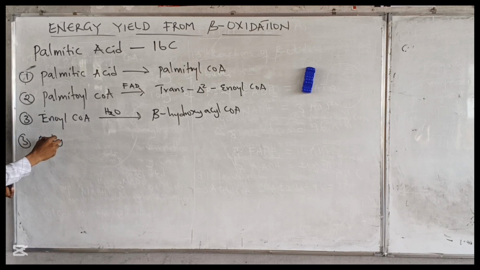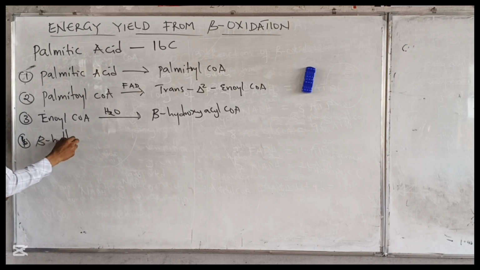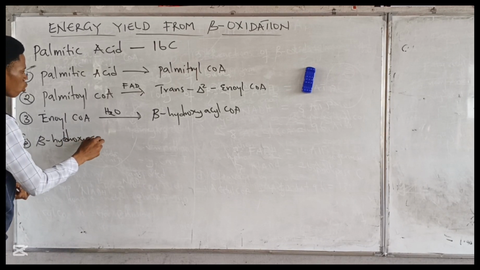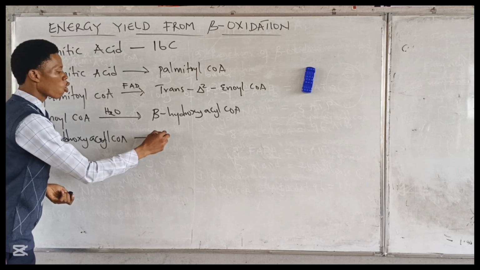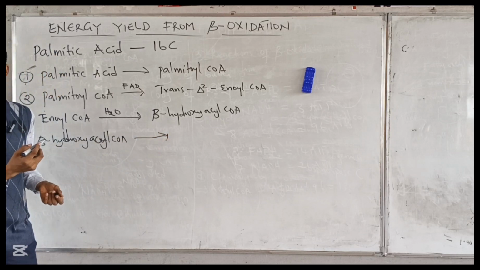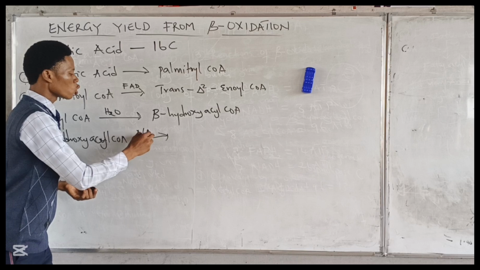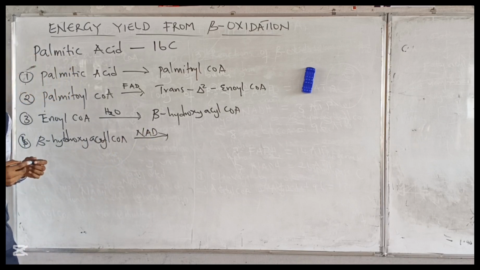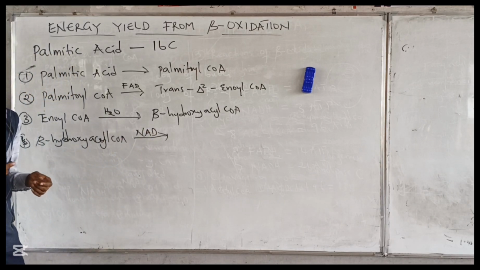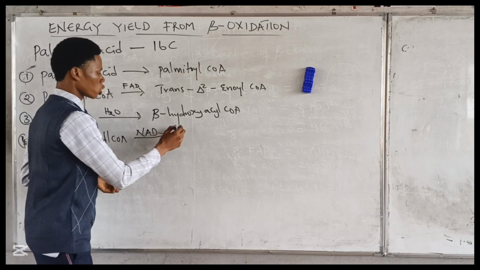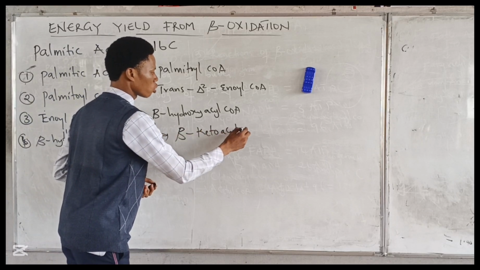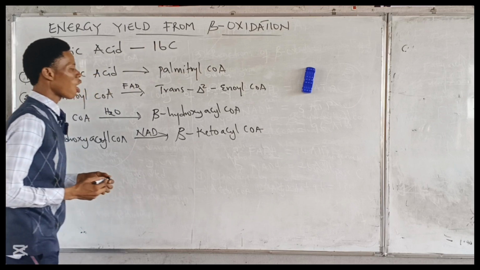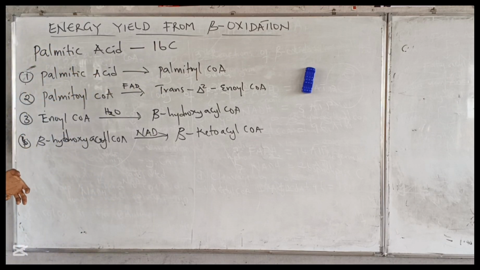Now, this beta-hydroxy acyl-CoA will undergo another set of oxidation by what? NAD. So the OH now on the beta carbon will be oxidized to what? Ketone, right? To form what? Beta-keto acyl-CoA. Now after this, the last step is cleavage, right?